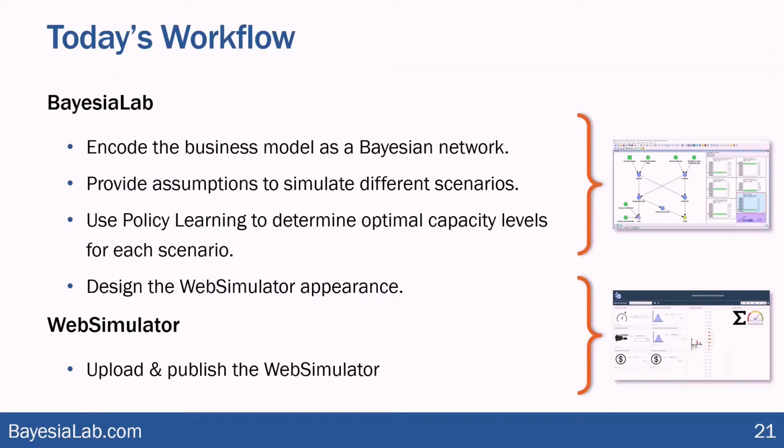So here is the workflow more specifically. We will encode the business model, then provide very specific assumptions or a range of assumptions, different scenarios. We will use policy learning to find optimal capacity levels. And then really this is perhaps the most interesting part: we will design a web simulator so the model that we have developed, others can use. Anybody with web access can utilize that model and try out their own scenarios. So that part we will do in the web simulator.